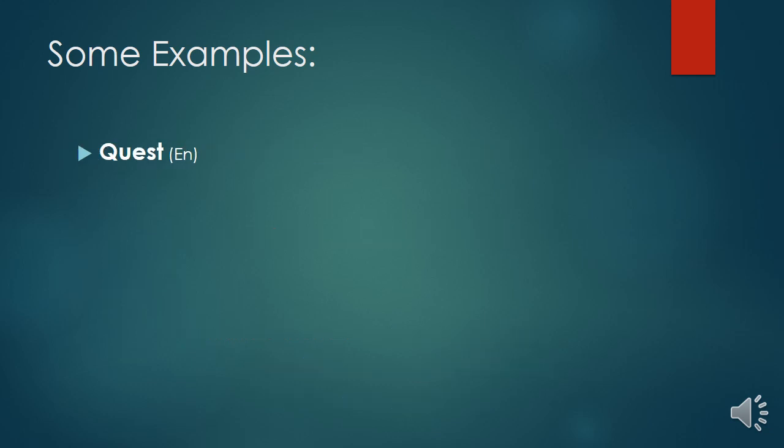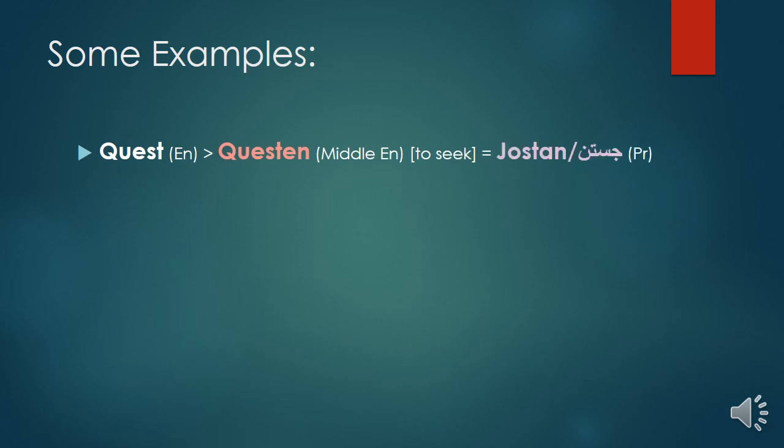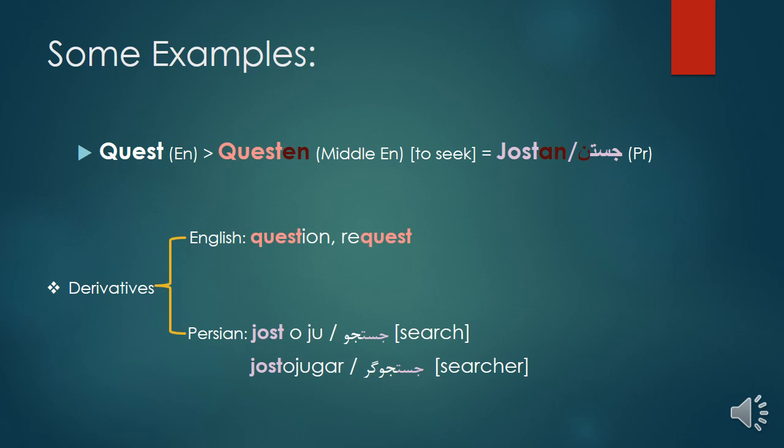Next verb is quest. It is questen in Middle English, that means to seek, and justan in Persian. By eliminating the suffixes: quest and jost. And derivatives are question, request, جستجو, جستجوگر.